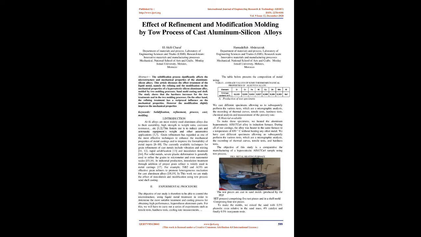This article discusses the effect of treatment of the liquid metal, namely the refining and the modification, on the mechanical properties of a hypereutectic silicon aluminum alloy, molded by two molding processes: sand mold casting and shell.